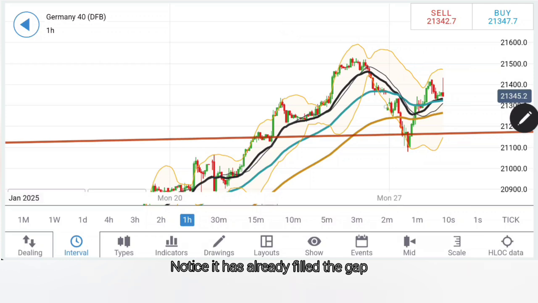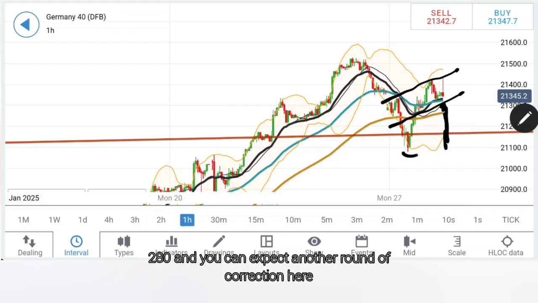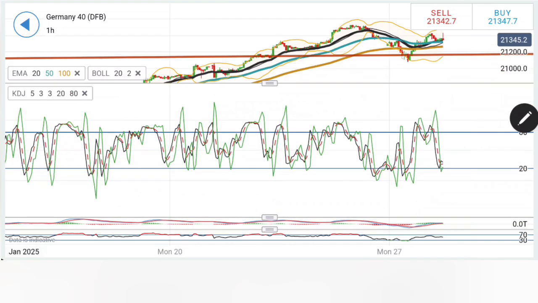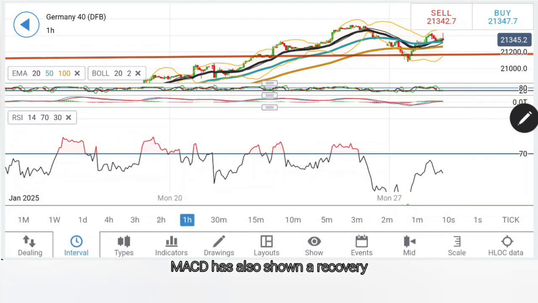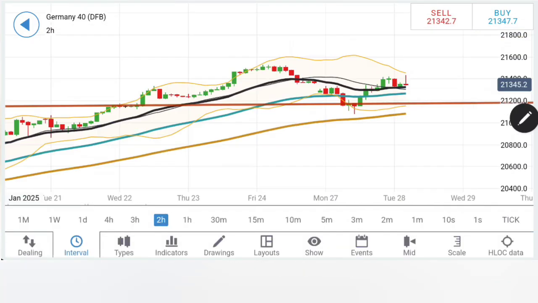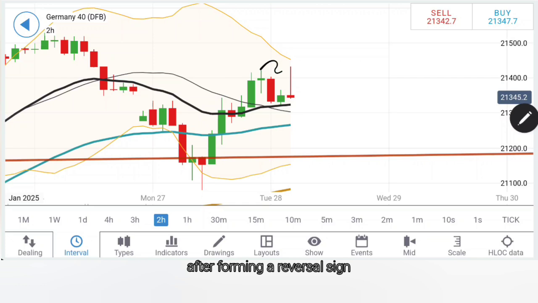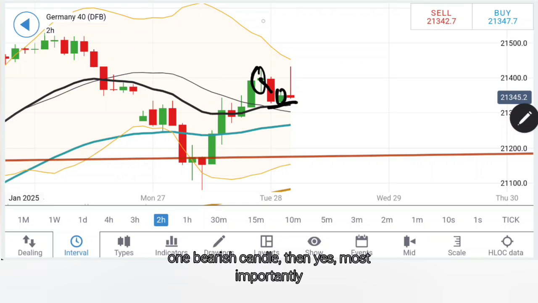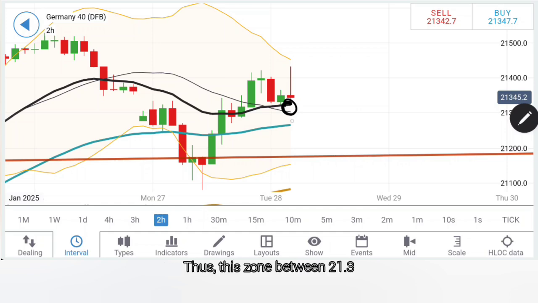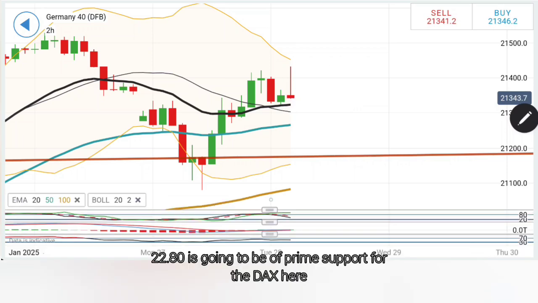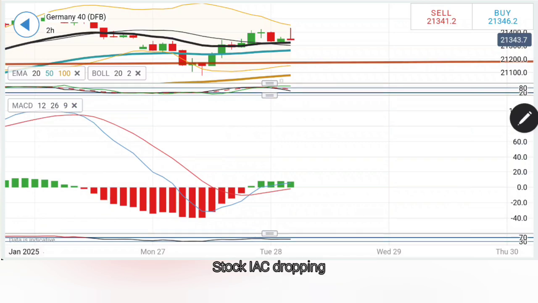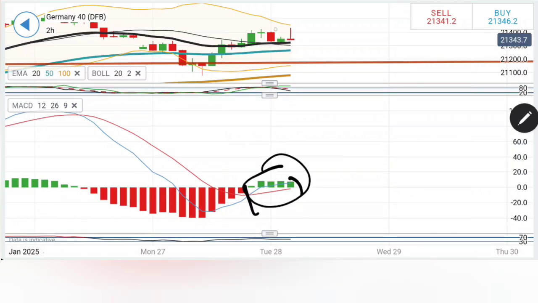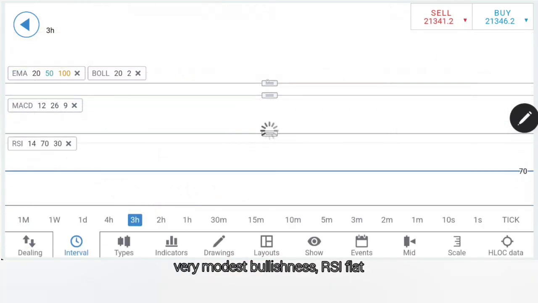Notice it has already filled the gap, it has already delivered higher highs. Let it break below 21,320, 21,280, and you can expect another round of correction here. On the upside, definitely these resistances are pretty strong. Stochastic at bottom, MACD has also shown a recovery, RSI right now looking downwards. On the 2 hour charts, after forming a reversal sign, one bearish candle, then most importantly, it has taken the support from the 20 period and the median of the Bollinger Band. Thus this zone between 21,320 and 21,280 is going to be of prime support for the DAX here. Stochastic dropping, MACD just crossed over for the buys, trading with very little divergence, very modest bullishness, RSI flat.